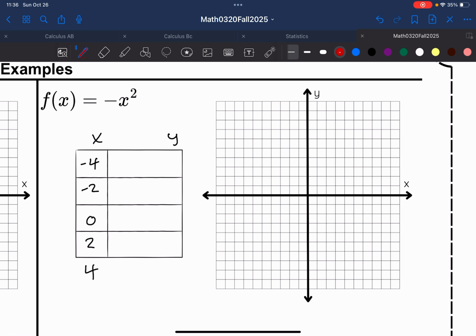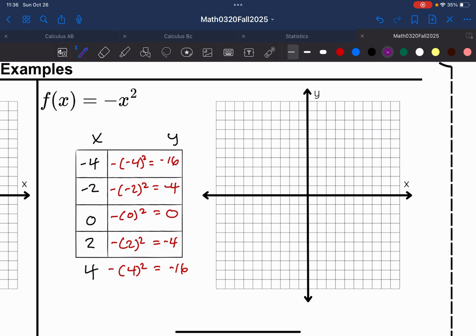For example, negative 4 squared becomes negative 4 squared. Well, negative 4 squared is 16. The other negative makes it negative 16. Then I have negative 2 squared, which is negative 4. Negative 0 squared, which is 0. Negative 2 squared, which is negative 4. And negative 4 squared, which is negative 16.